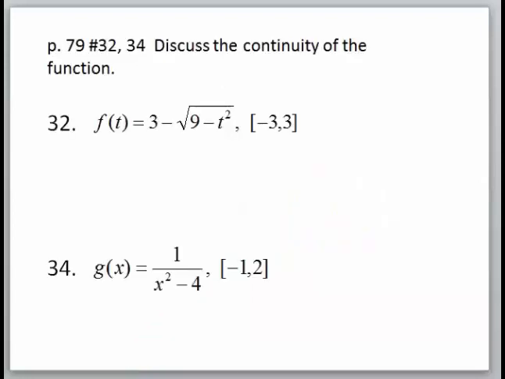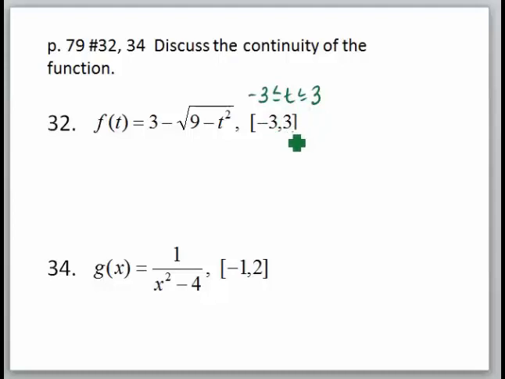The next problem asks me to also discuss the continuity of a function. This time they don't give me a picture. So what I have to do is look at the closed interval from negative 3 to 3. The closed interval means that negative 3 is less than or equal to x, less than or equal to 3. If you did not realize what a closed interval was, it uses brackets, the greater than or equal to and less than or equal to signs use brackets.